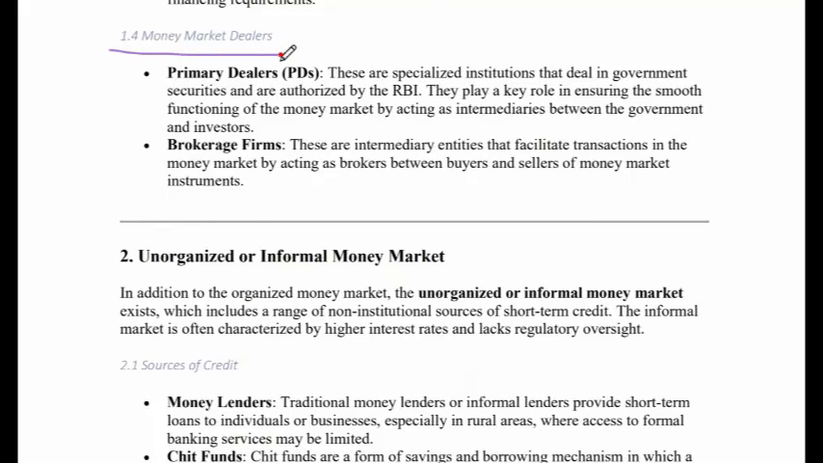Okay, next is money market dealers, primary dealers, and brokerage firms. These are specialized institutions that deal in government securities and are authorized by the RBI. They play a key role in ensuring the smooth functioning of the money market by acting as intermediaries between the government and investors. Brokerage firms are intermediary entities that facilitate transactions in the money market by acting as brokers between buyers and sellers of money market instruments.